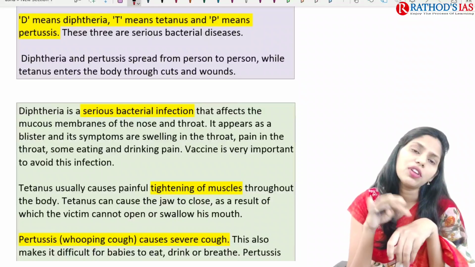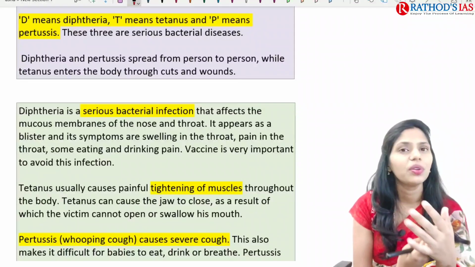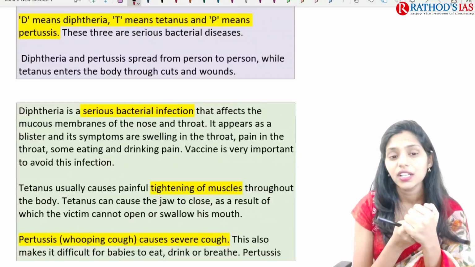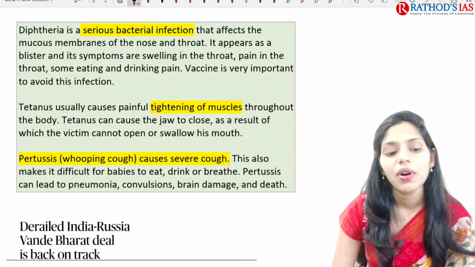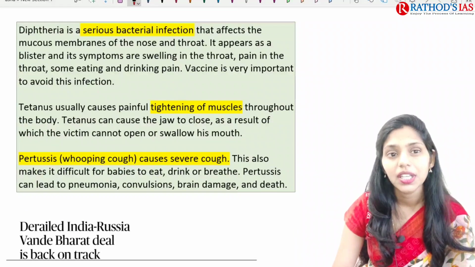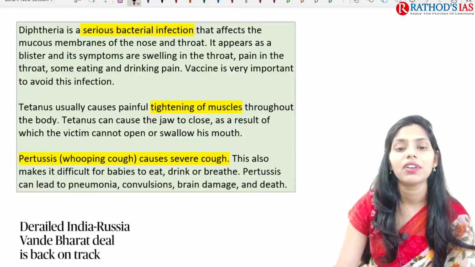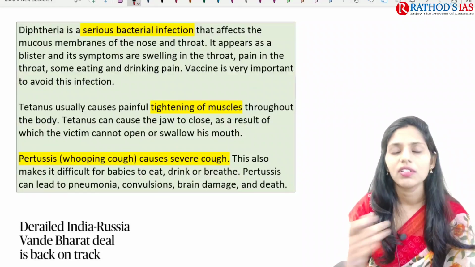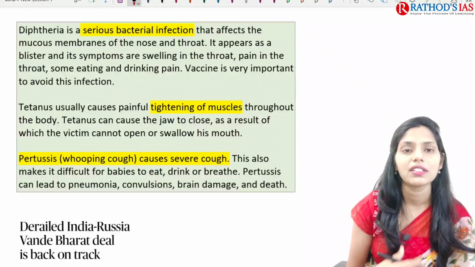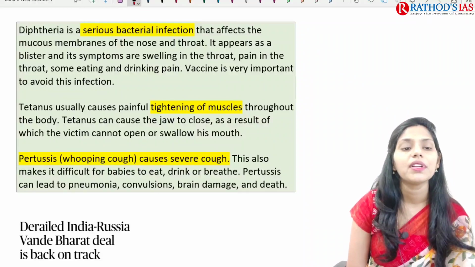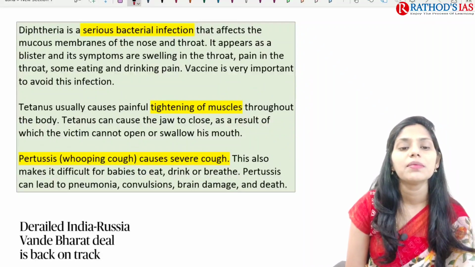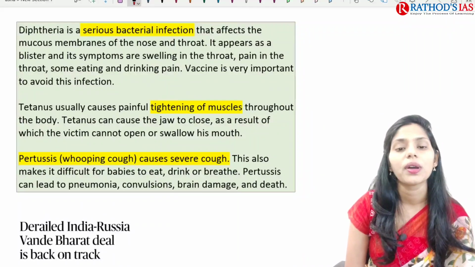For example, if you have any cut or any wound, you will be suggested to take TT, right? So TT is nothing but tetanus. Now diphtheria is one of the serious bacterial infections, and this infection affects the mucous membrane as well as the nose and throat, and it appears as a blister, and its symptoms are swelling in the throat.